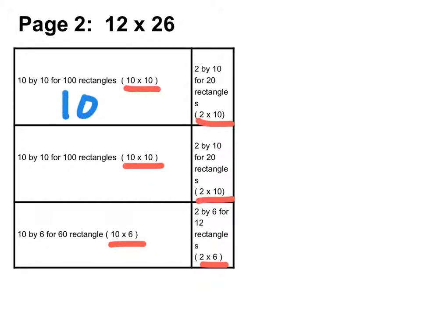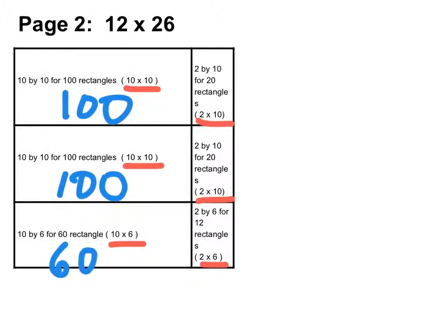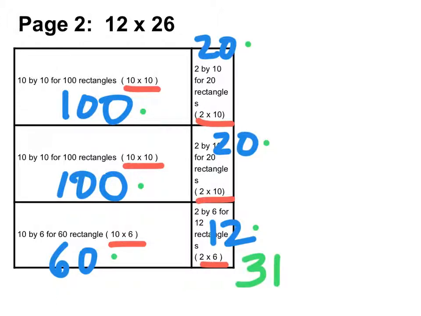10 by 10 is 100, 10 by 10 is 100, 10 by 6 is 60, 2 by 10 is 20, 2 by 10 is another 20, 2 by 6 is 12, and now I have to add these up. Well, this isn't that bad to add up. Now I have 100 plus 100, that gives me 200, plus 60 is 260, plus 20 is 280, plus another 20 is 300, and then another 12, so I have 312.